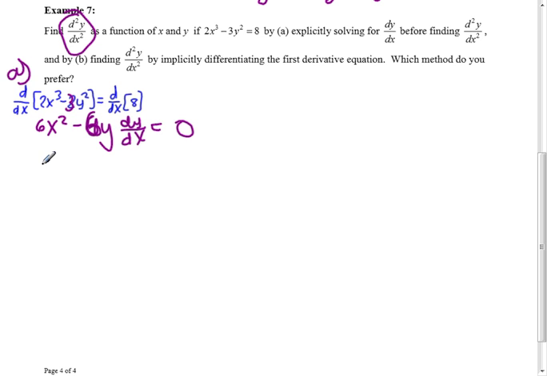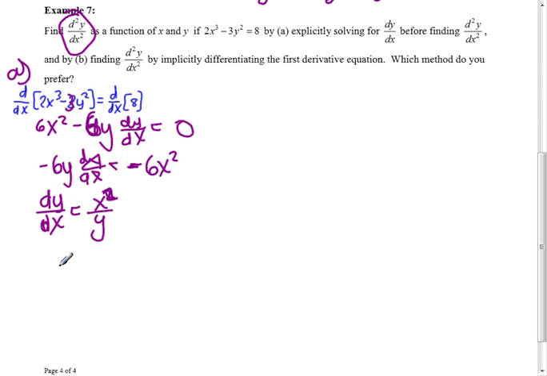Okay, so solving for dy/dx, I have negative 6y dy/dx equals negative 6x squared. I just moved the 6x squared to the other side. Okay, you can divide by negative 6y, sorry. So dy/dx equals x squared over y. So that is the first derivative.